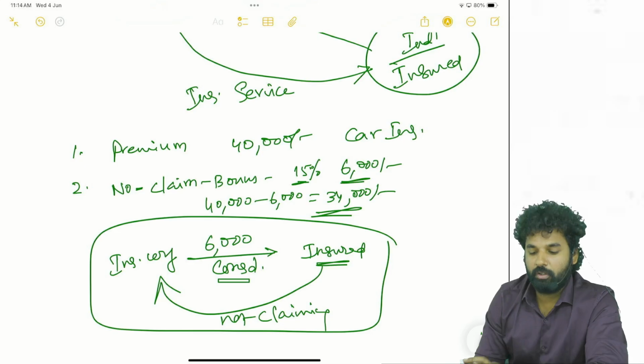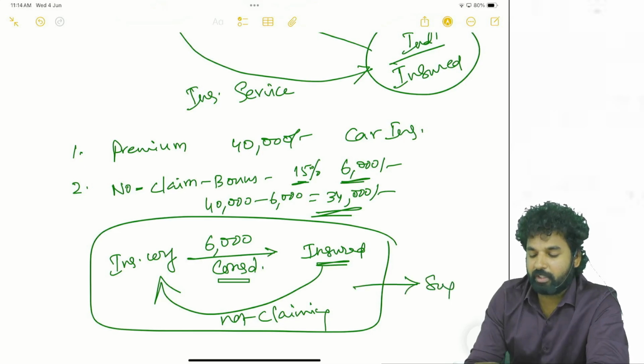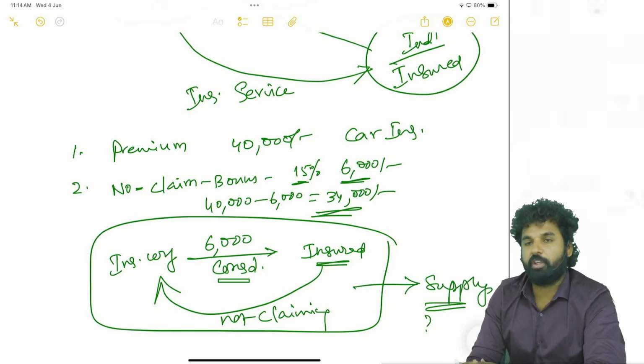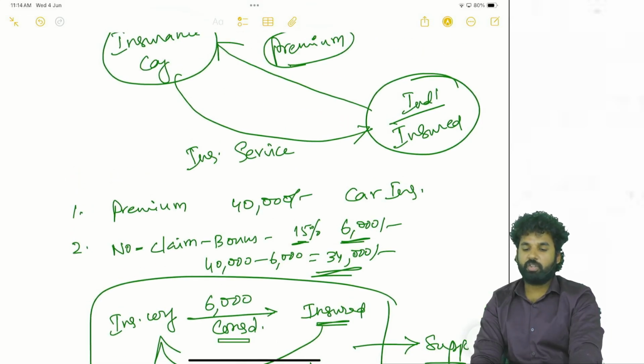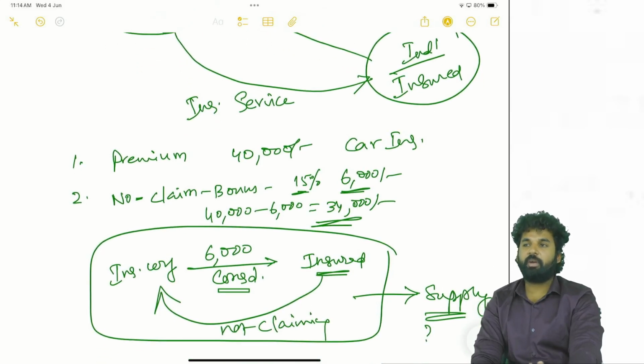Okay. So if this is the case, then it will be treated as a supply by the insured to the insurance company. Is that the question here? Do you understand this question? So first of all, there is an insurance company giving insurance services to the insured against an insurance premium. In the first year, he has not claimed anything. That's why the insurance company has offered a bonus of 15% to the insured.